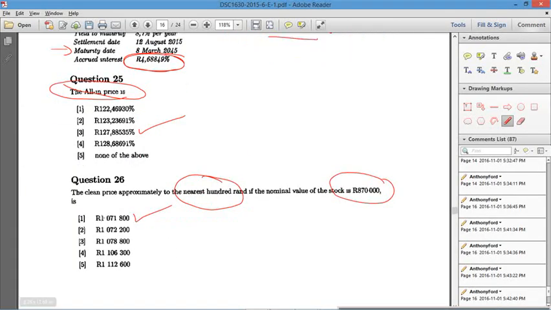And you can see option 1 is there. There is none of the above. So this option must go with that one, that all-in, with that clean price.